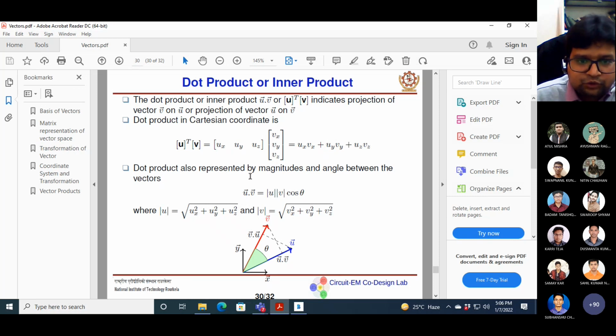In this way, to find the inner product or dot product, you can do this type of vector multiplication with ux, uy, uz, and multiply in this way. Or if you know the magnitude of these vectors and the angle between the two, then also you can find the dot product between these two vectors. So this is another way.